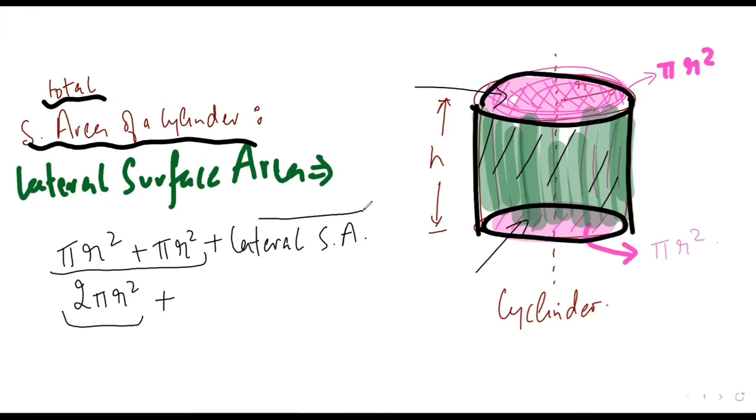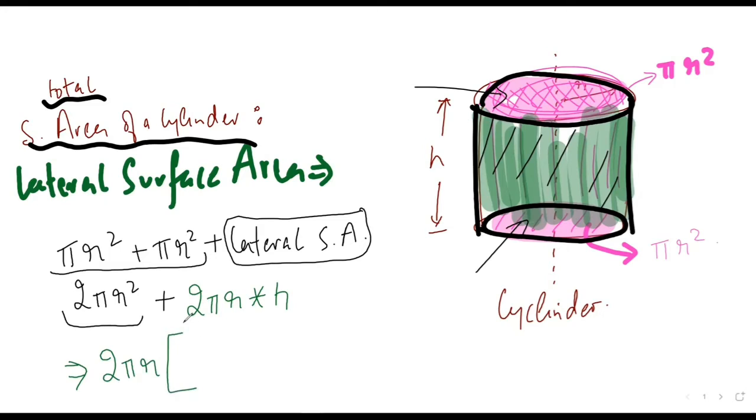Now the formula of the lateral surface area that you need to remember is 2 pi r h. Mr. Sarthak, any doubt? No, sir. Mr. Satya, any doubt? No, sir. Now this can be manipulated and written as 2 pi r is common, and r plus h. Any doubt? No doubt, sir.